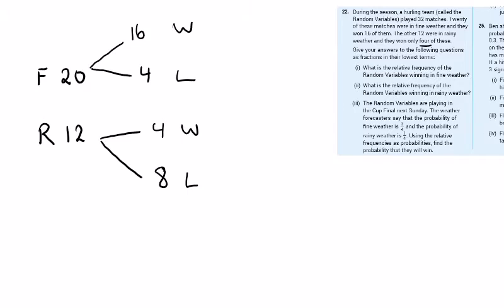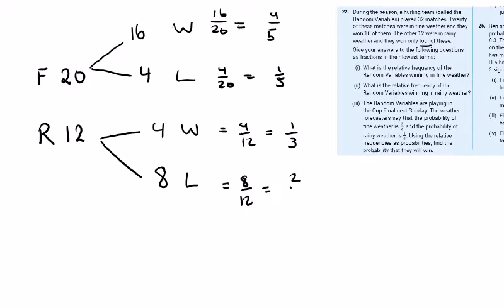Now, what are the probabilities here? They won 16 over 20, which is equal to, no, it's equal to 4/5. They lost 4 over 20, which is 1/5. They won 4 over 12 of these, which is 1/3. And they lost 8 over 12, which is obviously 2/3. So here's the probabilities. What are we asked?